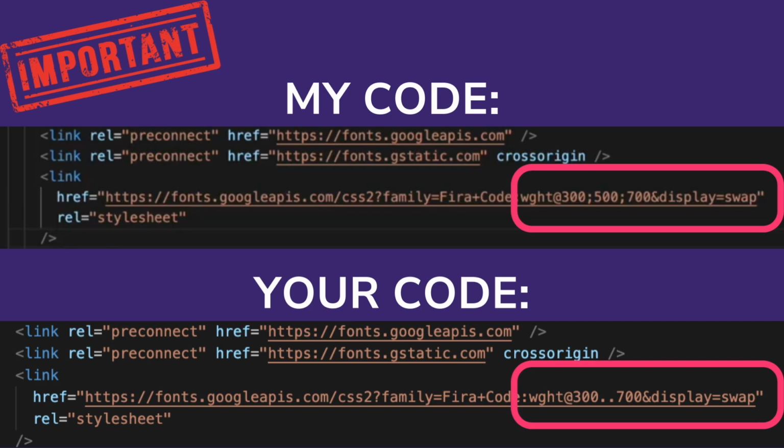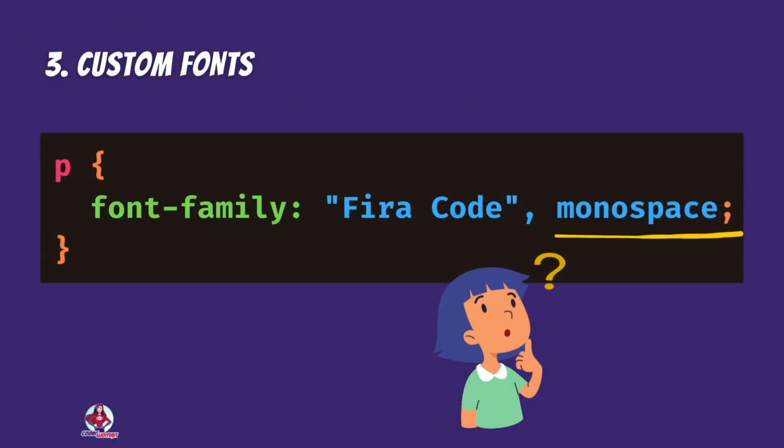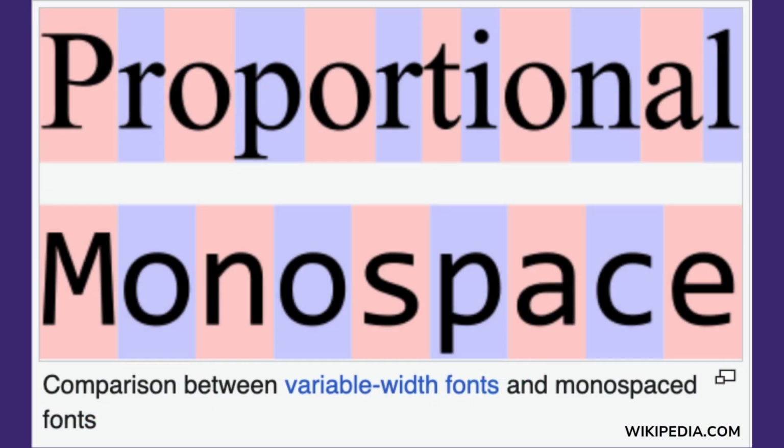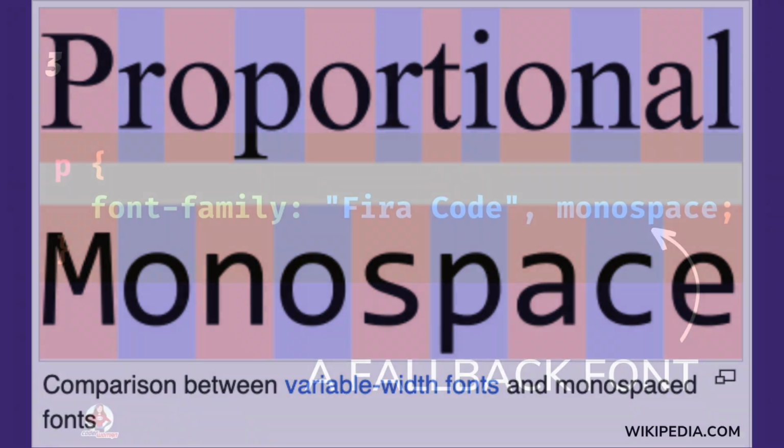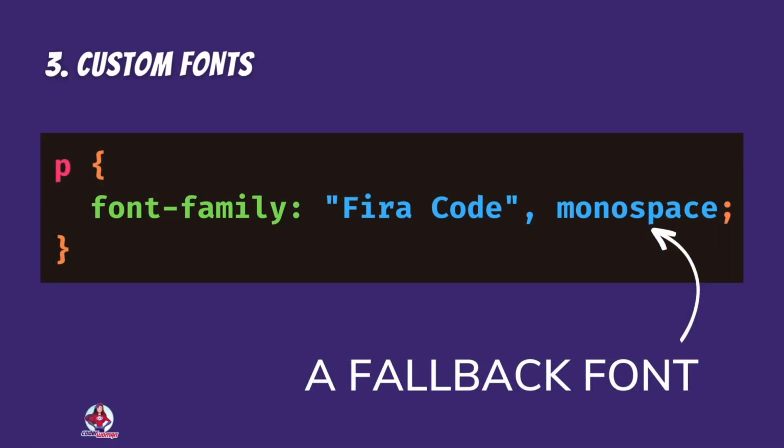Now you might be wondering what this monospace means and why we use two font families one after another. Monospace is a type of font where each character occupies the same amount of horizontal space. This characteristic is beneficial for programmers as it makes code easier to read and maintain. In this case, monospace is used as a fallback font.